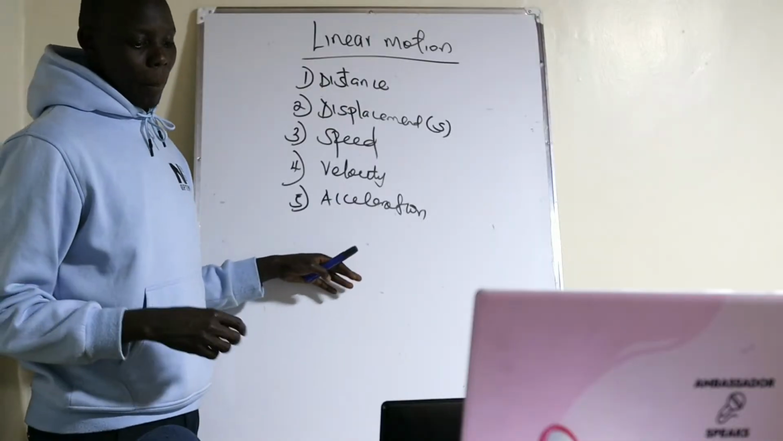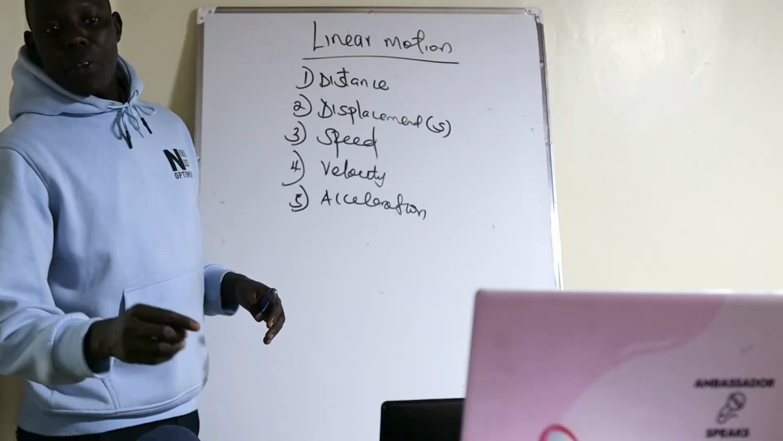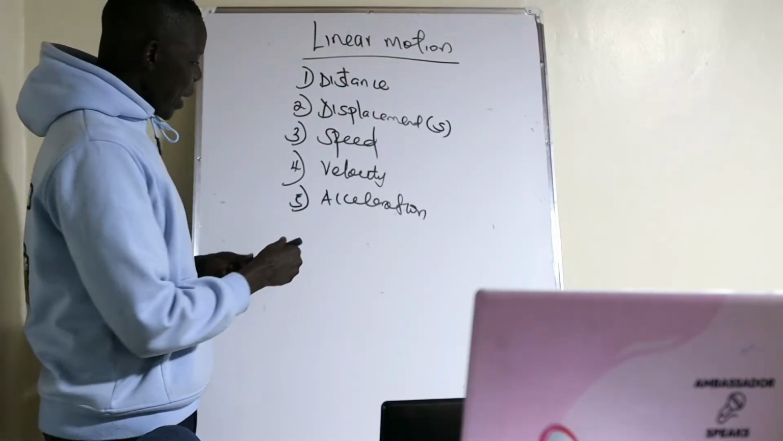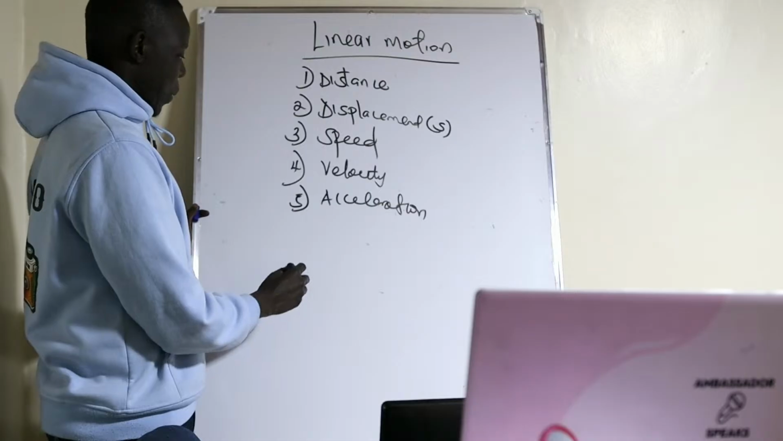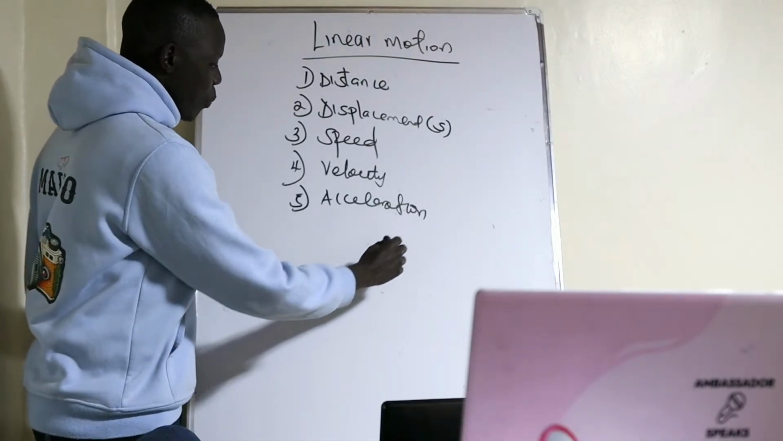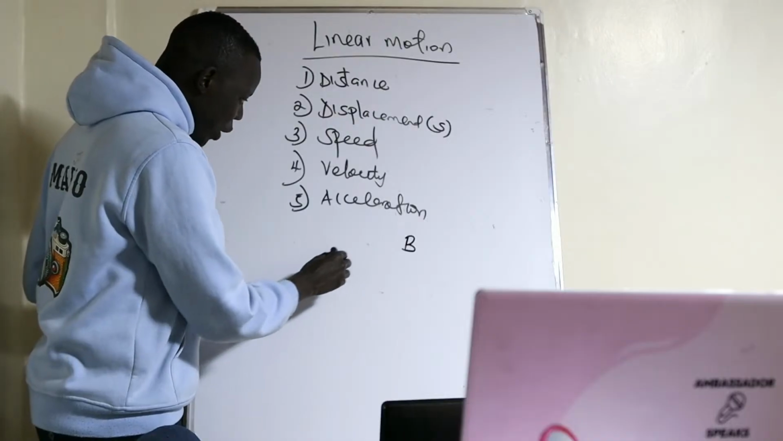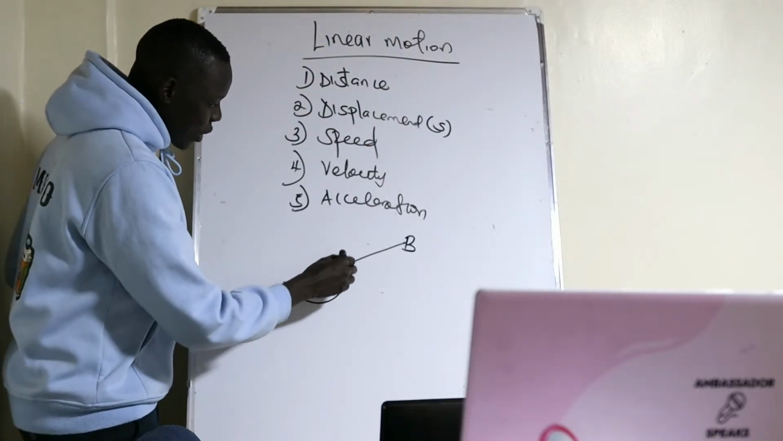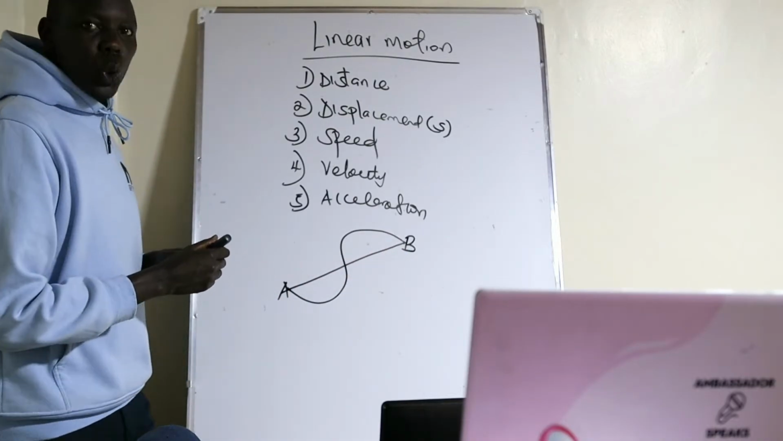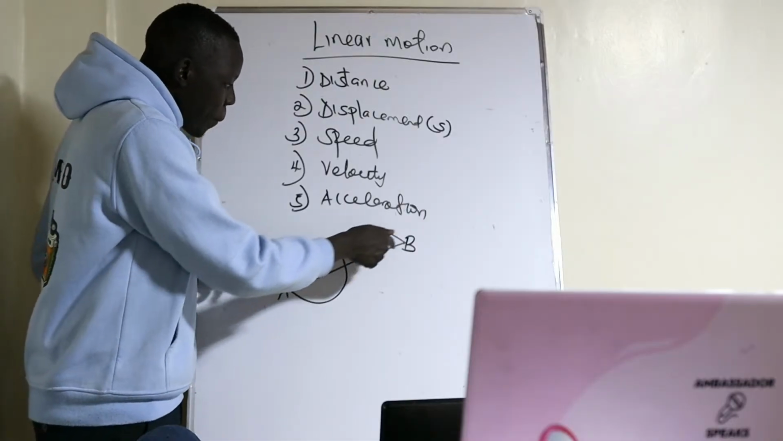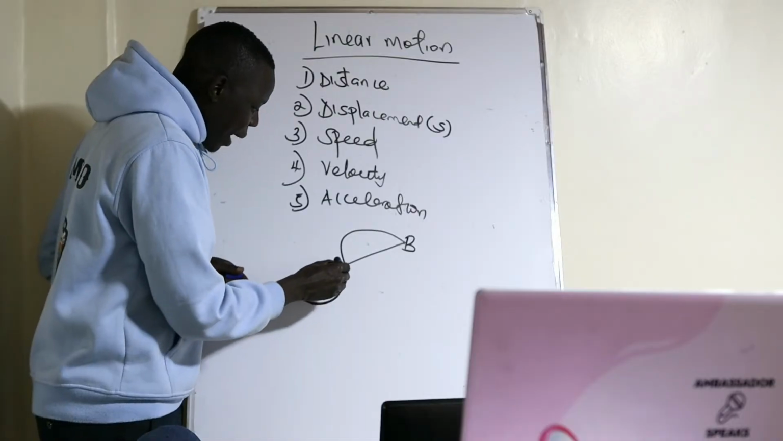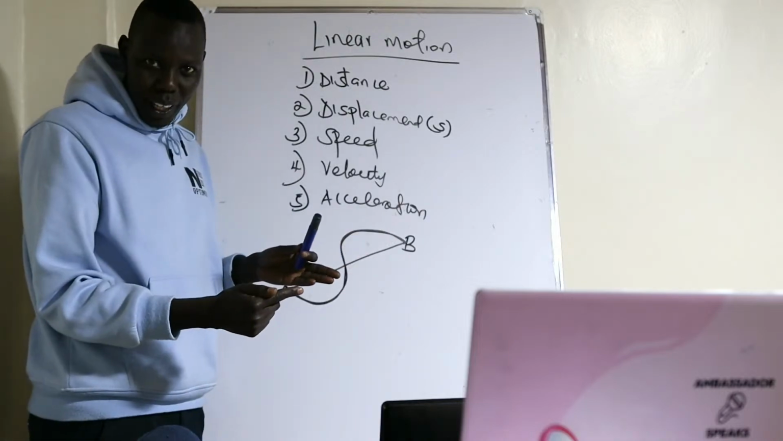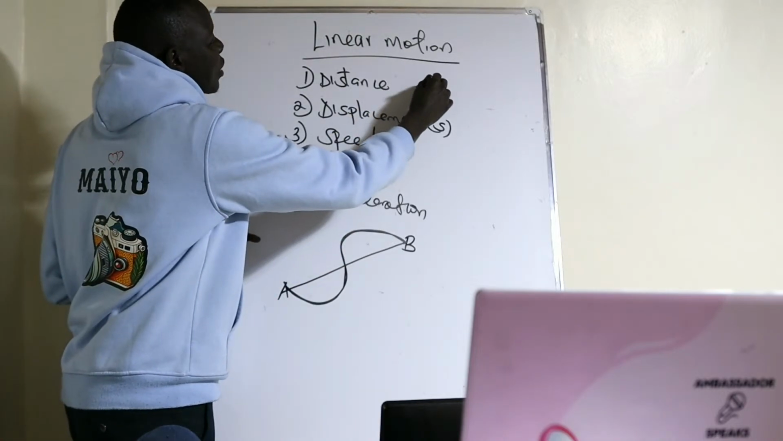So we have point A, then we have point B. Now if you move from point A to B in two routes, one direct and another through a zigzag manner, the actual length is what you get by following where that person has passed through. Actual length, and its SI unit is meters.